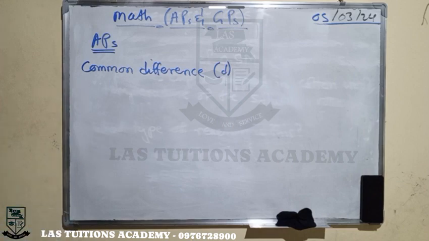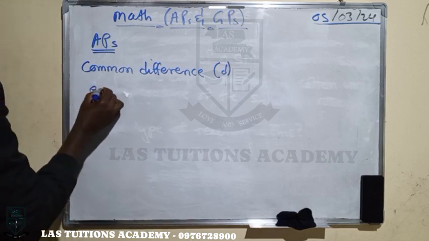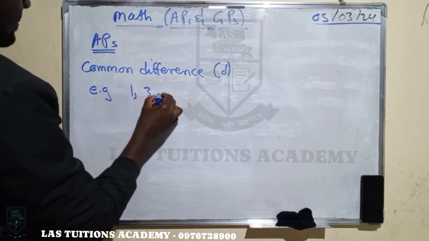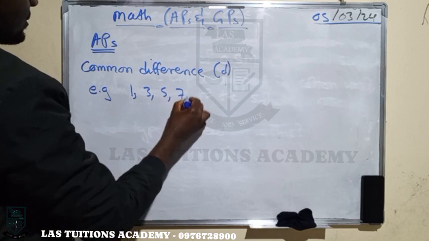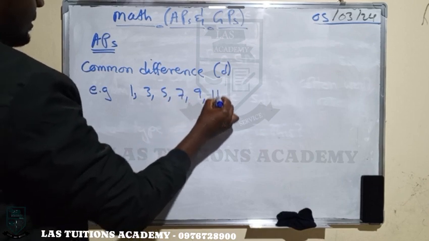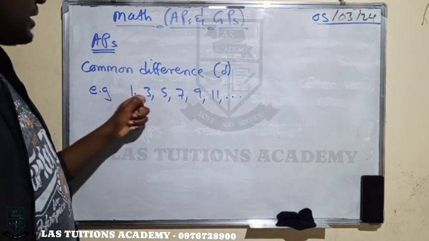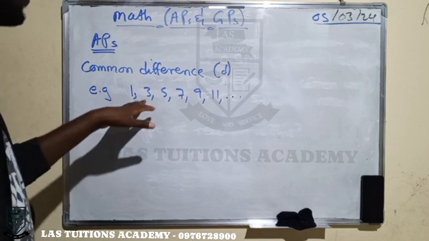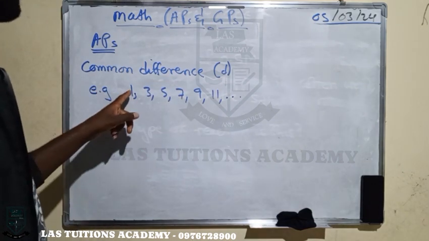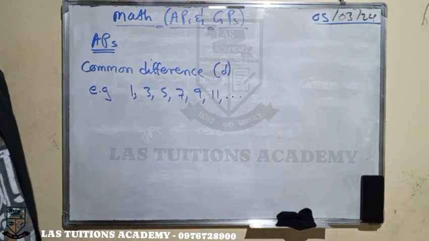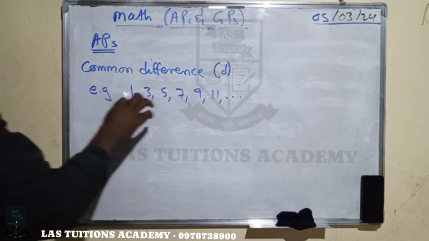So let's look at an example. If you have a sequence of 1, 3, 5, 7, 9, 11, and so on and so forth. When you look at those numbers in that sequence, you see clearly that the difference between each two numbers is simply 2. Between 1 and 3 there is a 2, between 3 and 5 there is a 2, between 5 and 7 there is a 2, and so on. So we have a common difference here.